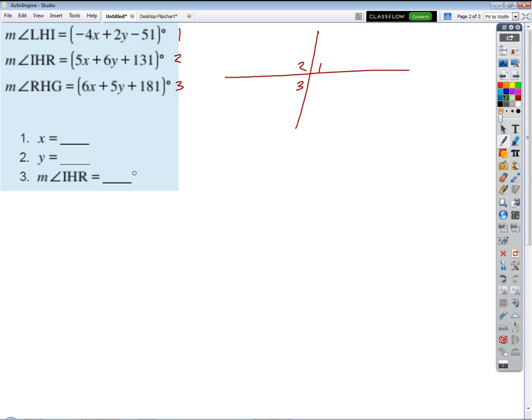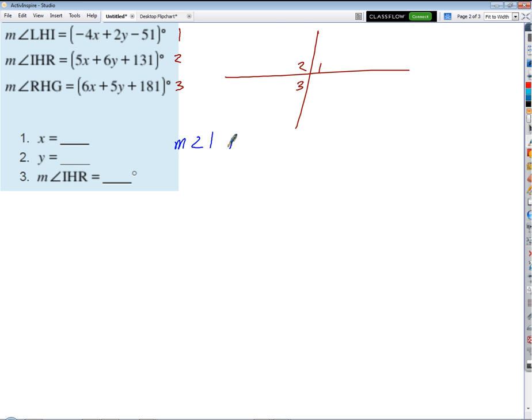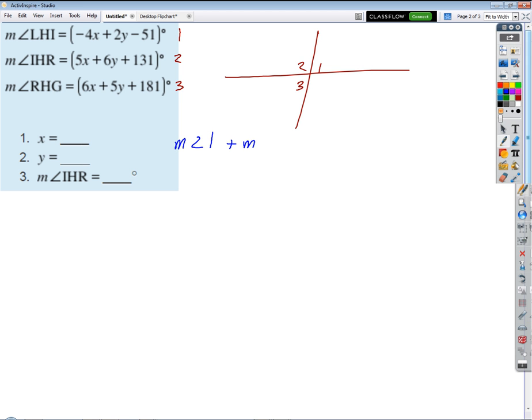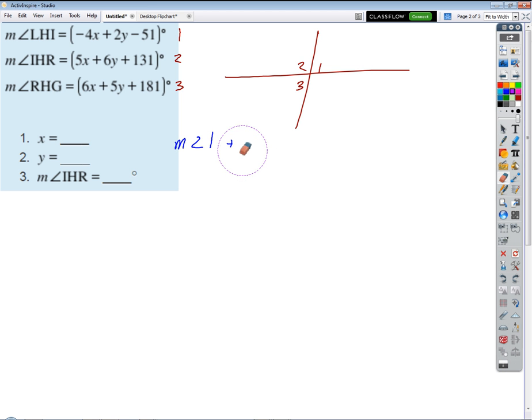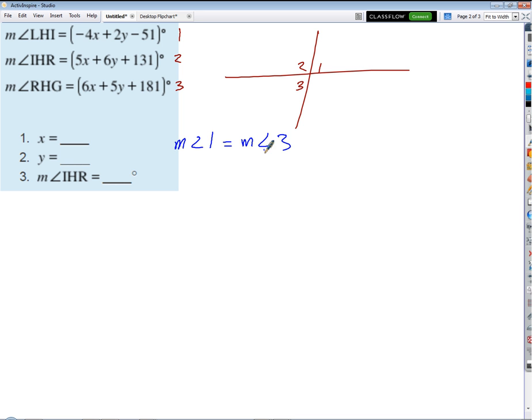We could say that the measure of angle 1 equals the measure of angle 3. So those two we could set equal, right? That gives us an equation. Let's do that. So if we set those up, we're going to get 6x plus 5y plus 181 equals negative 4x plus 2y minus 51, right?